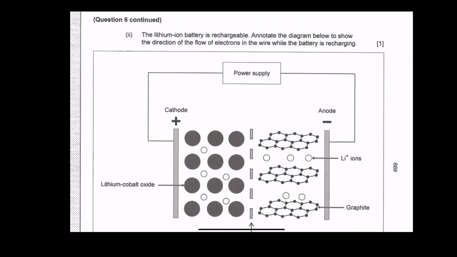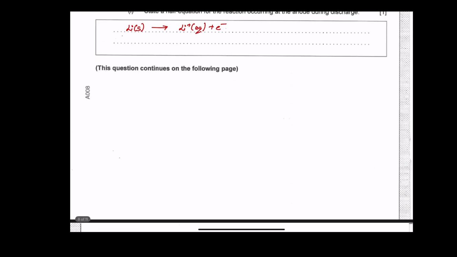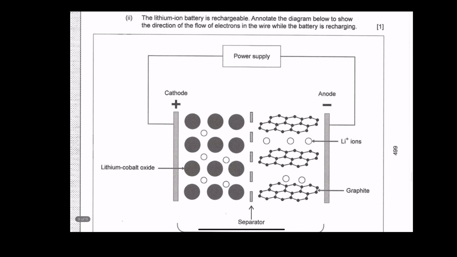The next part: the lithium-ion battery is rechargeable. Annotate the diagram below to show the direction of flow of electrons. Generally, when the battery is running, electrons are generated at the anode. You can see that lithium is generating electrons here. So electrons will flow from anode to cathode when the battery is working. During charging or recharging, electrons flow in the opposite direction. So instead of moving from anode to cathode, electrons will now move from cathode to anode. This will be the flow of electrons.